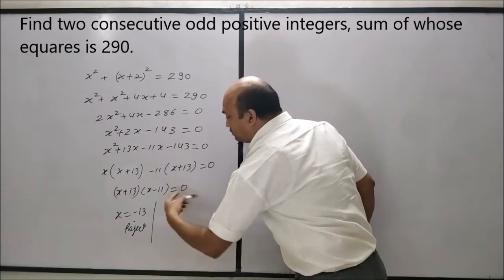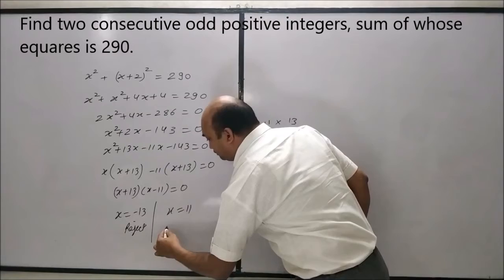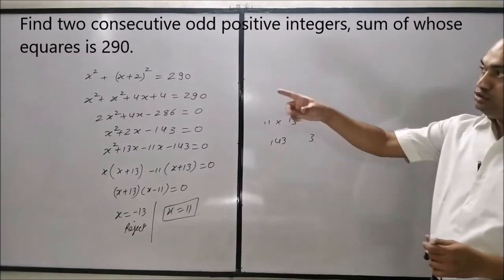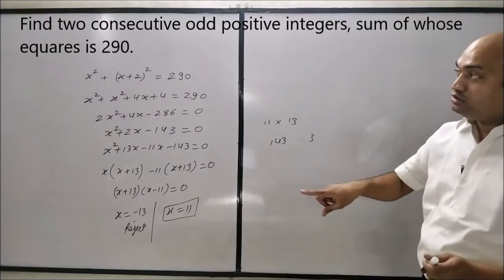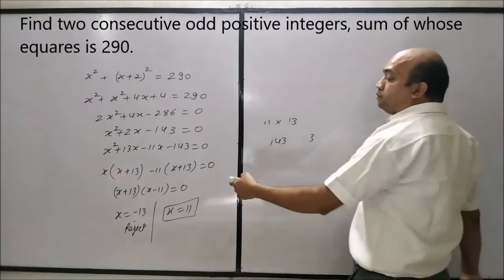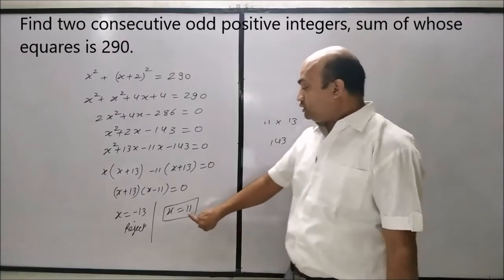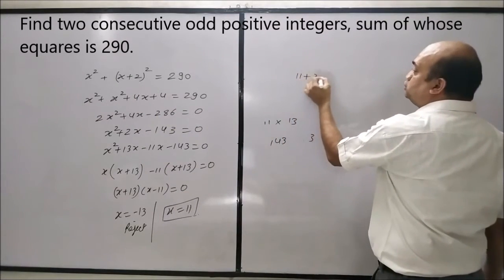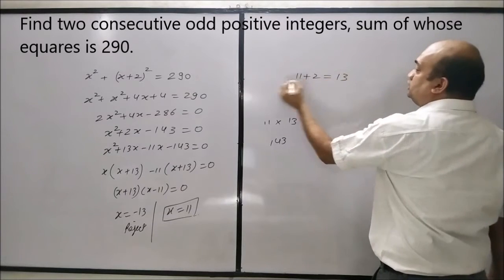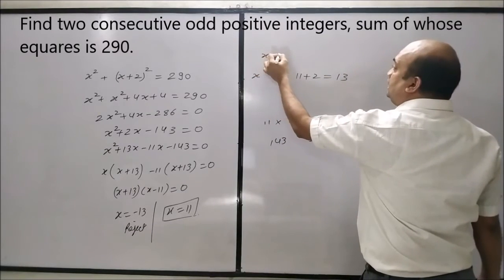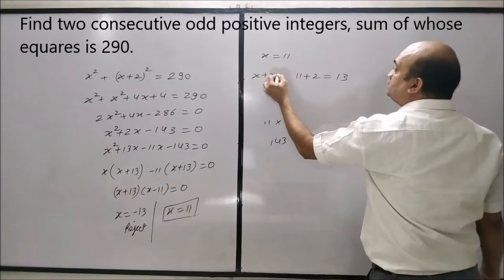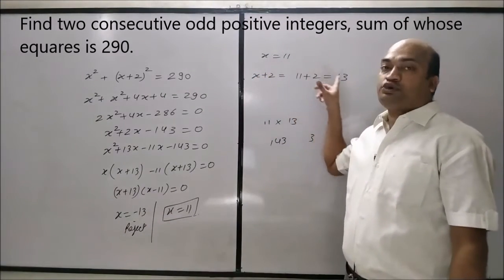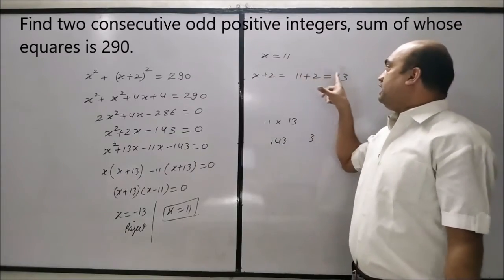And when we compare the other bracket with 0, we will get x as 11, that is the first odd positive number. To obtain the second odd positive number, we add 2 to this, so the second odd positive number will be 11 plus 2, that is 13. The first one is x, that is 11, and the second one is x plus 2, that is 11 plus 2, 13. So the required two consecutive positive integers are 11 and 13.